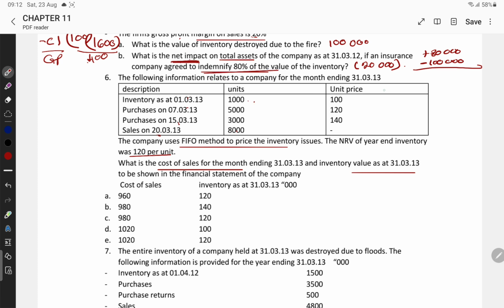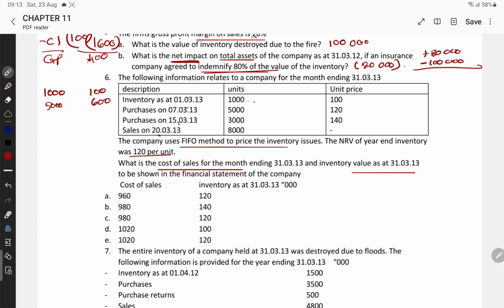So 1,000 units into 100, 100,000 worth of inventory is gone. Then 5,000 units. Let me write both, then you all will understand. So 1000 units, and 1000 into 100 is 100,000, that is gone. It came in first. So second lot is 5000, it's gone. It came at 120. So 5000 into 120, I think it has to be 600. Let me just do the calculation just to be sure. 120 into 5, yes, it's 600,000.